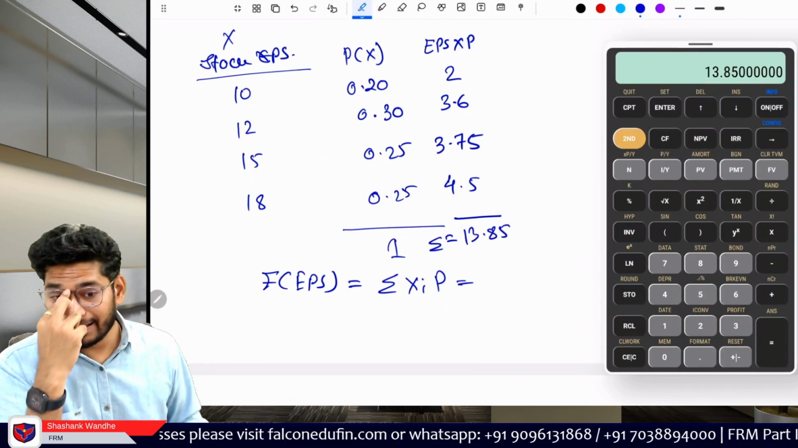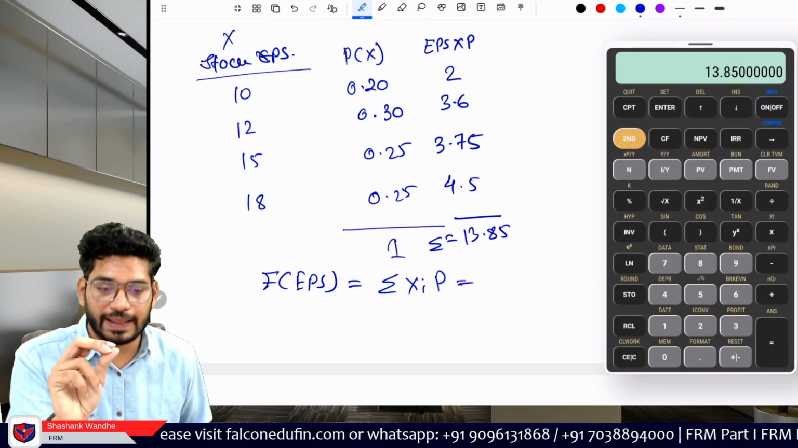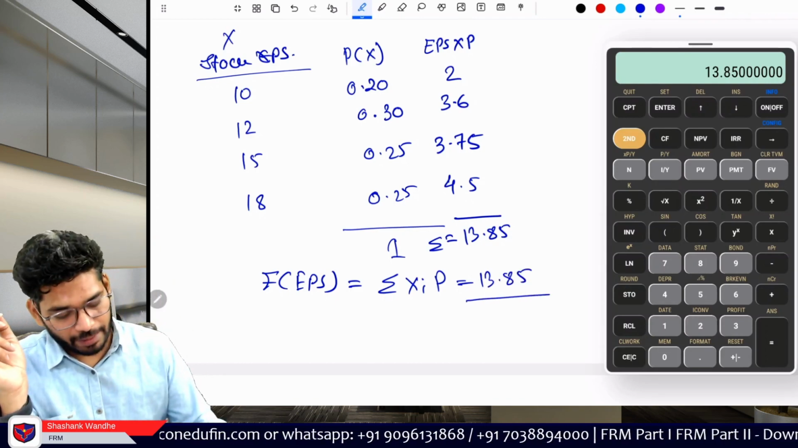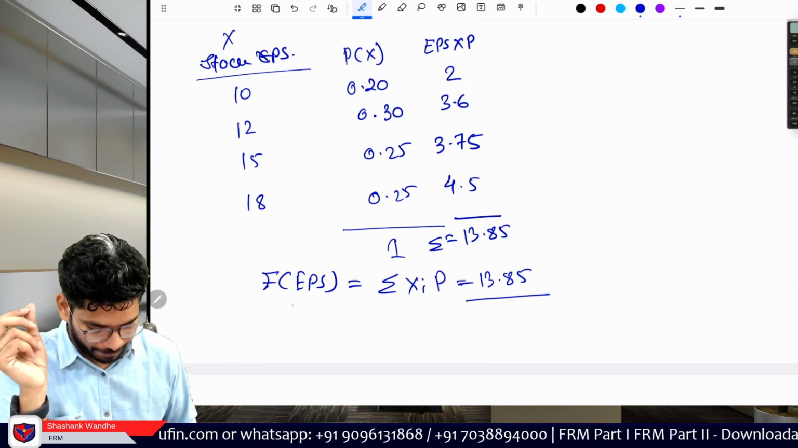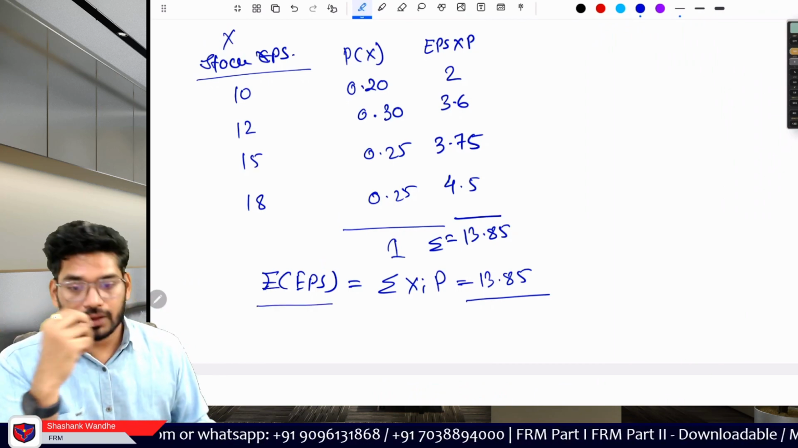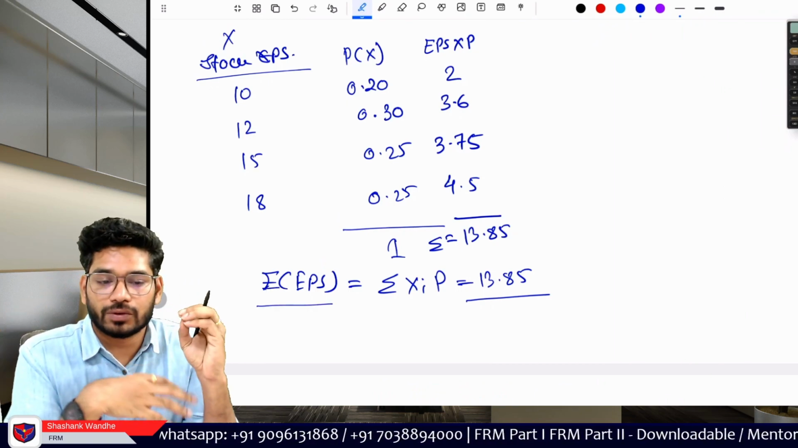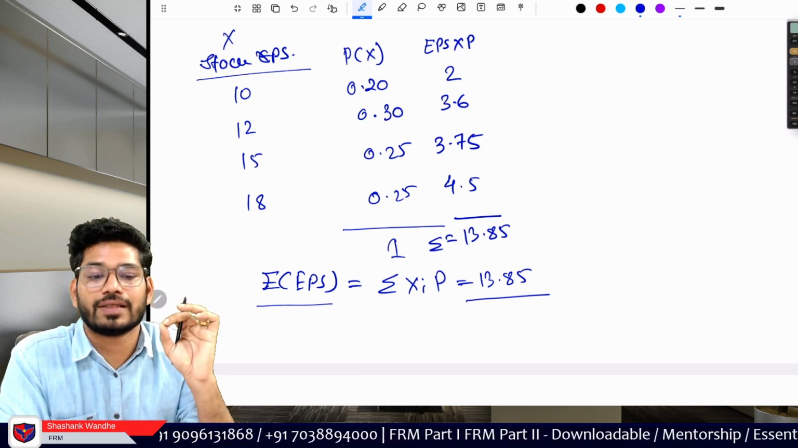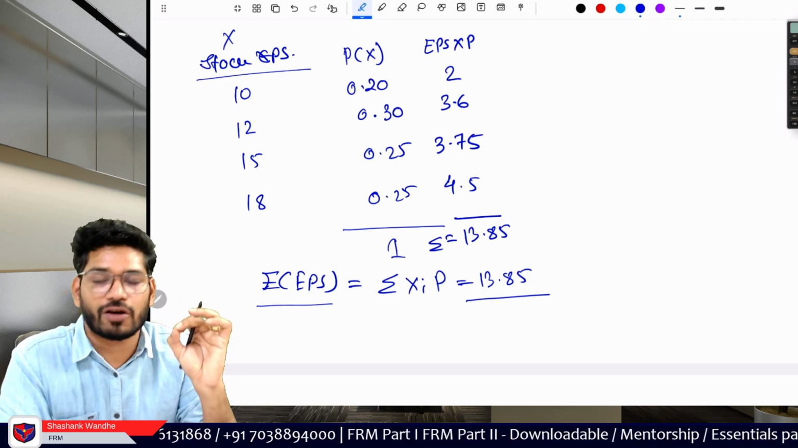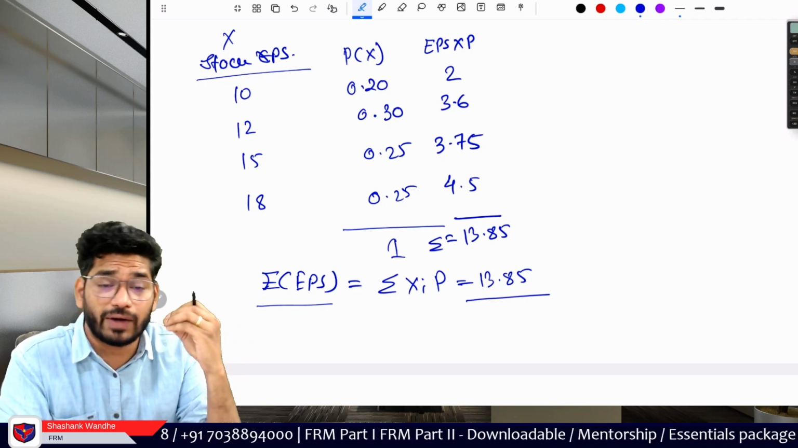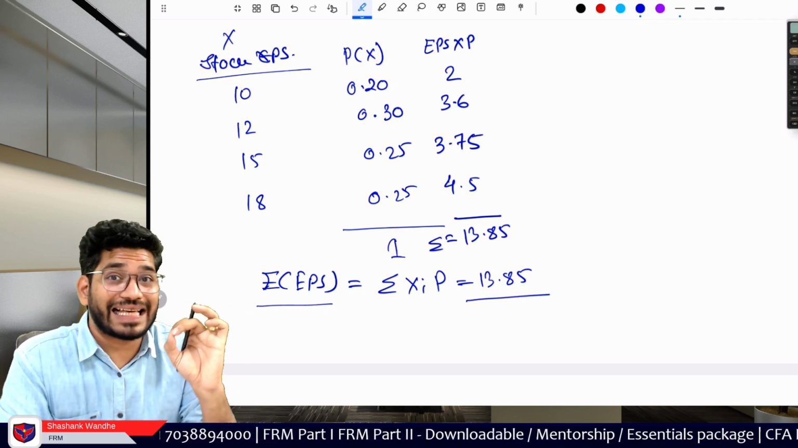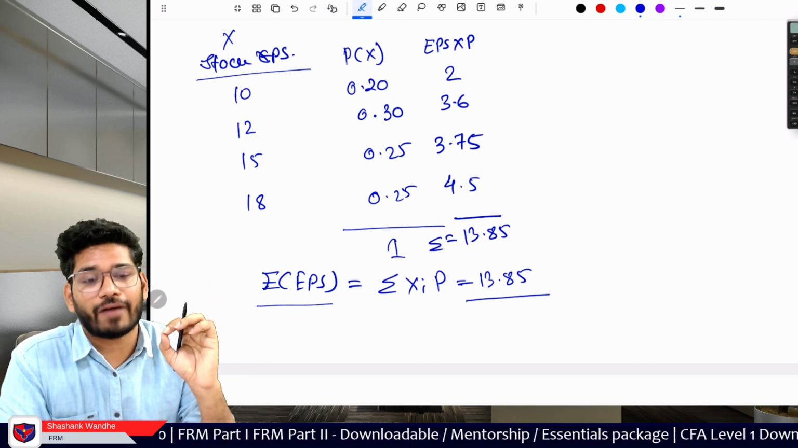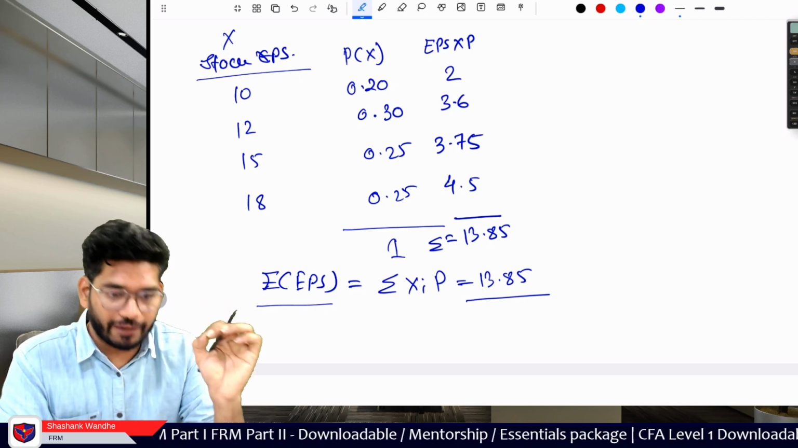Summation. This means the expected value of the EPS is 13.85. Now understand the meaning of this expected value. This expected value is 13.85. This does not mean that at the end of the year you will see the EPS of 13.85. The probability is very low that you will get exactly 13.85, or I can say it is almost zero to get the value exactly equal to 13.85.